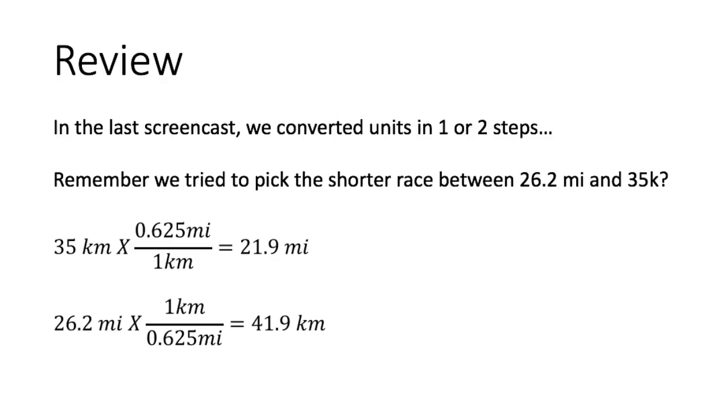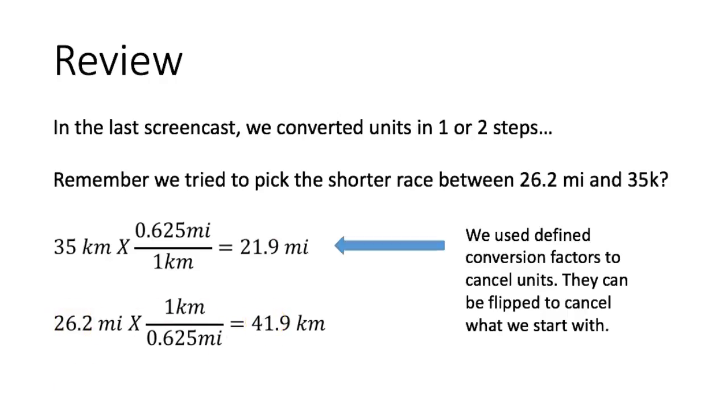Remember the problem where we were trying to pick the shorter race between 26.2 miles and 35 kilometers. We had a given conversion factor, 0.625 miles equals 1 kilometer, and we used that to solve our problem. We ended up finding that 35 kilometers was actually 21.9 miles, and 26.2 miles was actually 41.9 kilometers. So we used a defined conversion factor, 0.625 miles equals 1 kilometer, to cancel units.